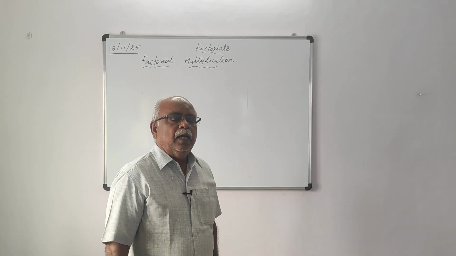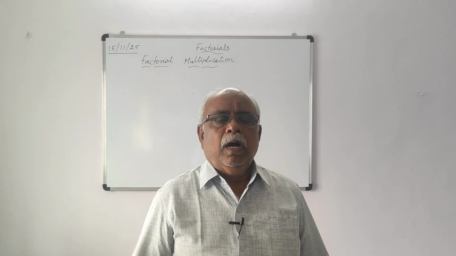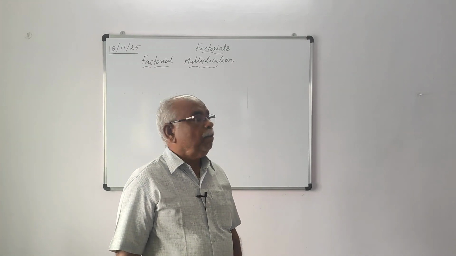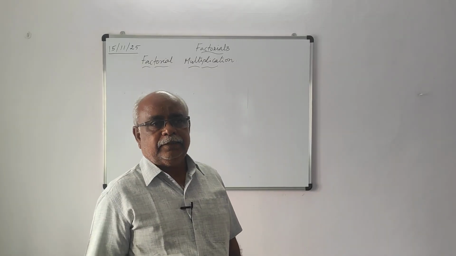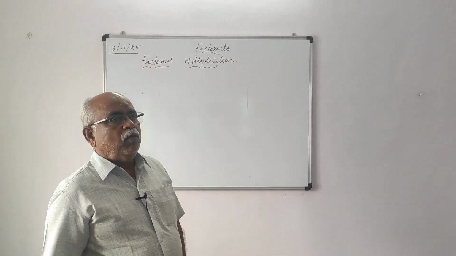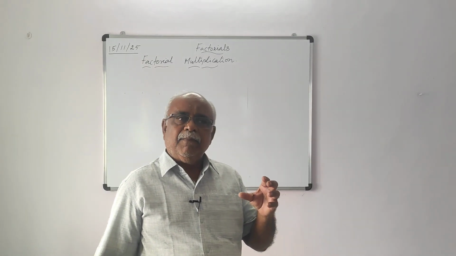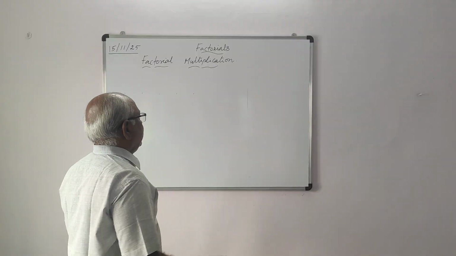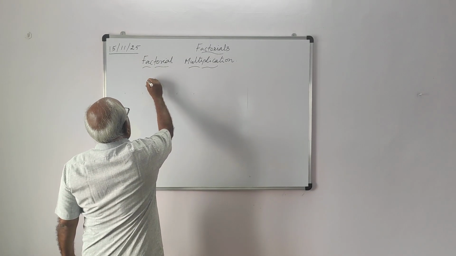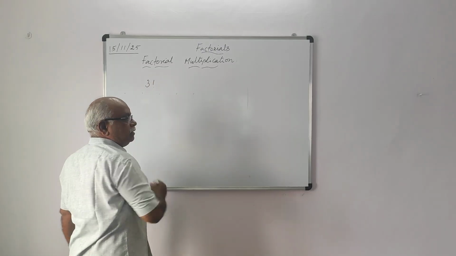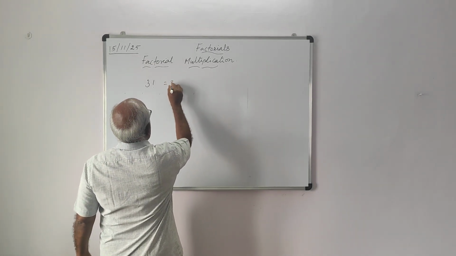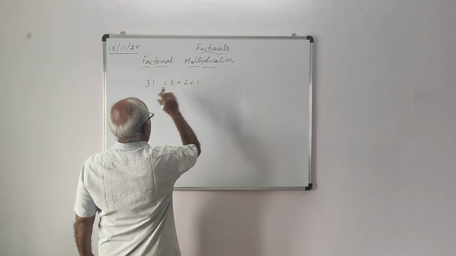Dear students, in this video I am going to introduce a new concept in the topic combinatorics, that is factorials or factorial multiplication. Factorial multiplication is just a multiplication of natural numbers. For example, I will consider 3 factorial. This is the symbol for factorial. 3 factorial means you start with 3 and go down to 1.